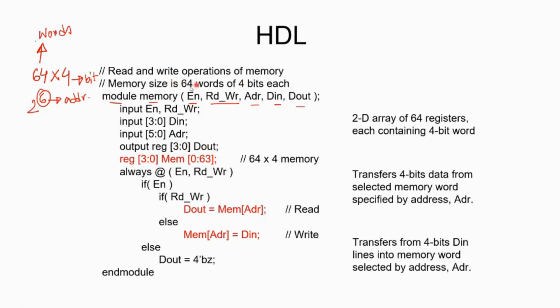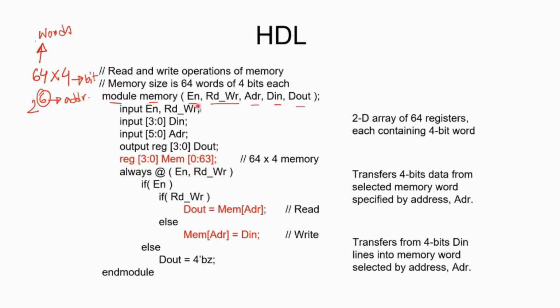And another thing is that as it is a memory, as it is a 64 into 4 RAM, you need to actually define a register for it. So how to define a 64 into 4 register? You have to use the reg keyword, reg [3:0], meaning it's 4-bit. Now the variable is mem and there are 64 words. Now this line will create a 64 times 4 memory. Okay, so this is also known as a 2D array.